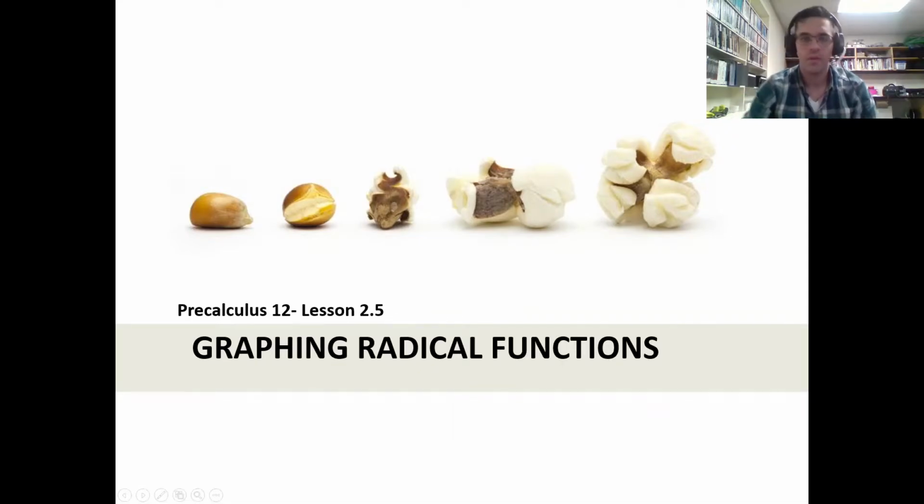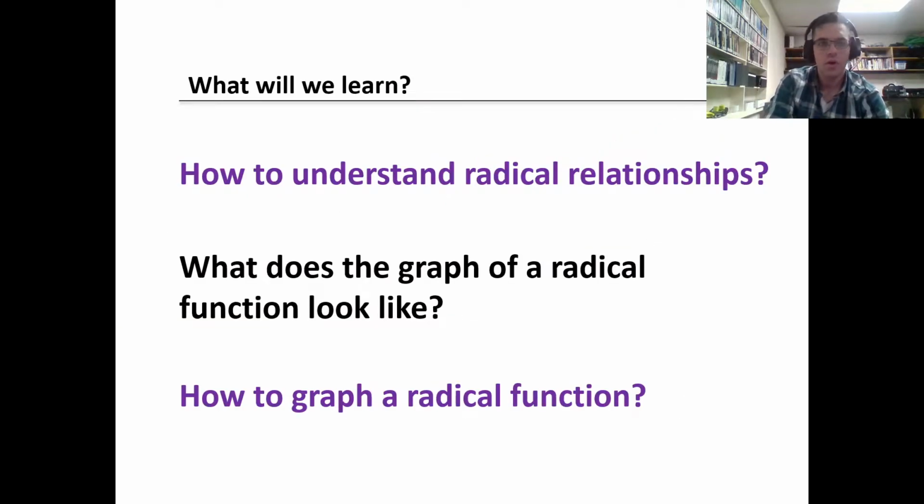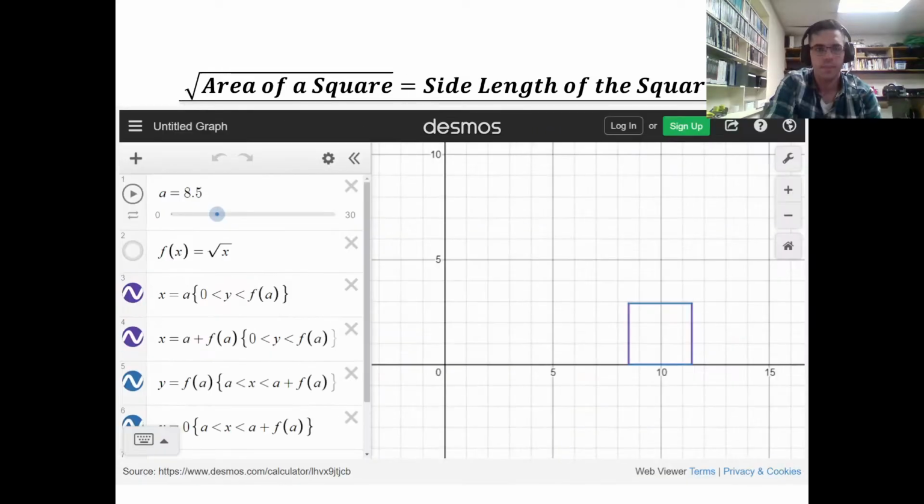Okay. So this is Unit 2, Lesson 5 for our Precalculus 12 class. Unit 2 is called Parent Functions, parent like your mom or dad. Lesson 5 is called Graphing Radical Functions. What we're going to learn in this lesson is how to understand the radical relationship. We're going to see what the graph of a radical function looks like, and we're going to learn how to graph a radical function by hand.